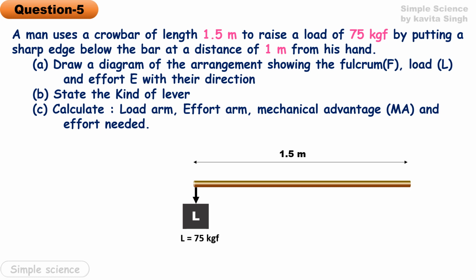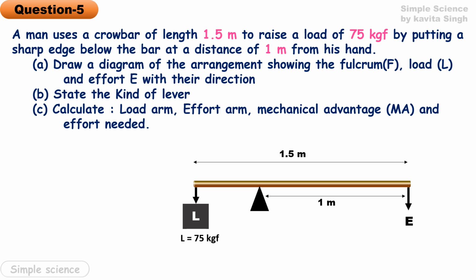By putting a sharp edge, meaning fulcrum, below the bar at a distance of 1 meter from his hand, not from the load, 1 meter from his hand. So we have to put the fulcrum at a distance of 1 meter from his hand, meaning from the effort.